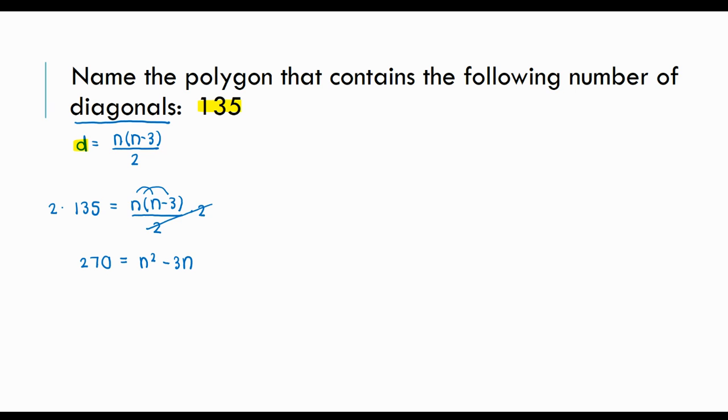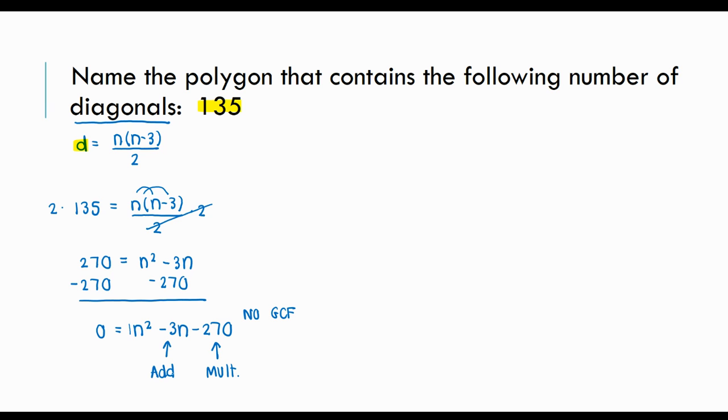I want to get everything to one side. I'm not going to move that positive n squared, which means the 270 gets moved over to the other side by subtracting. We still have an equation, so now it's 0 equals, no like terms on the right, so n squared minus 3n minus 270. With there not being a number other than 1 that all of those numbers have in common, and with not every single term containing a variable, there is no GCF, which means we are asking ourselves what is going to multiply to the last number, but add to the number in the middle.